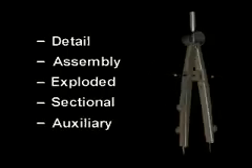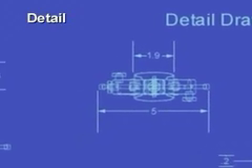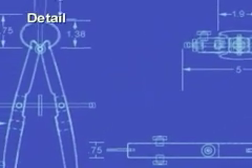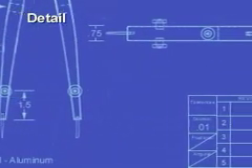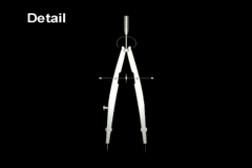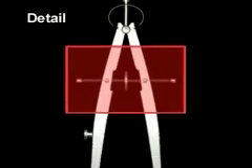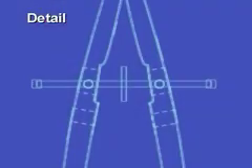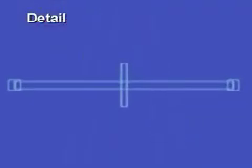sectional, and auxiliary. A detailed drawing includes a view or views of an object, including dimensions and other information required to make the object. All parts of an object would require a detailed drawing. Depending on the number of parts, several pages of drawings may be required.